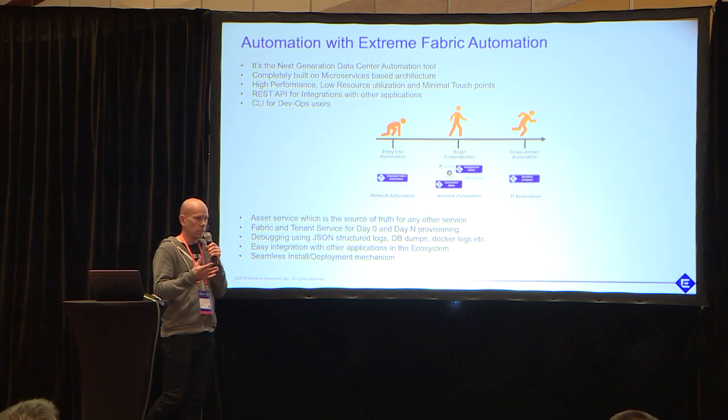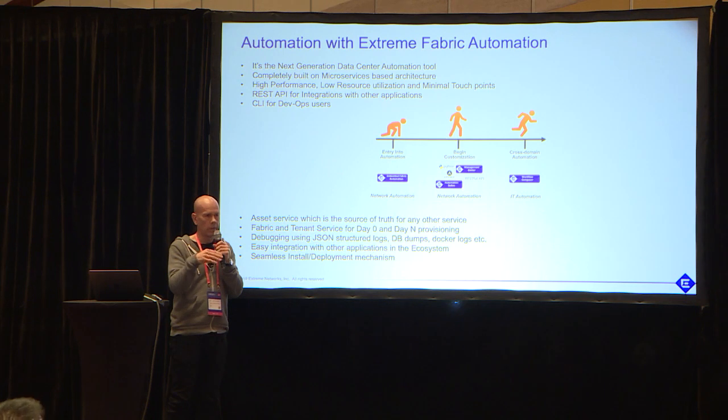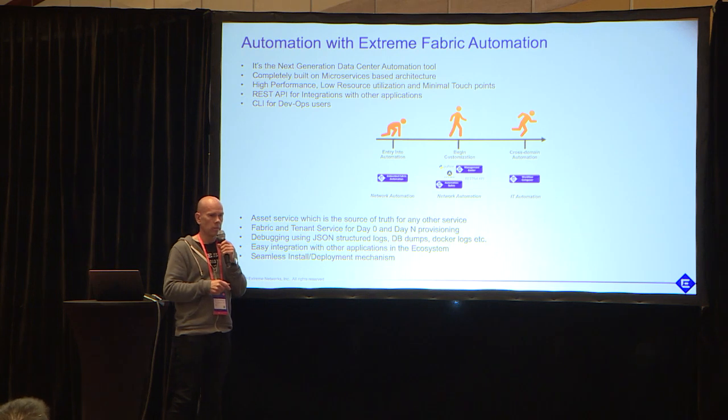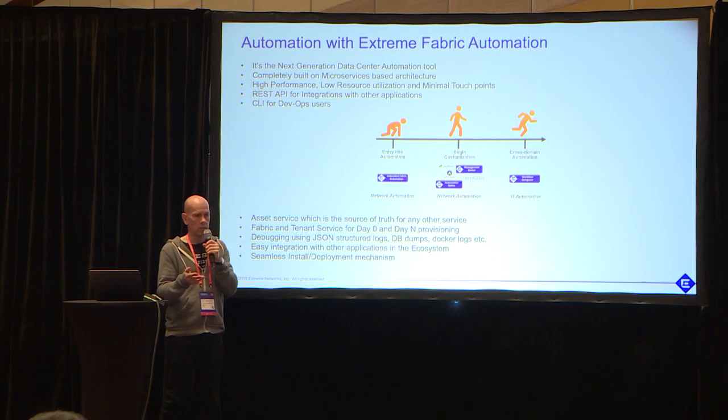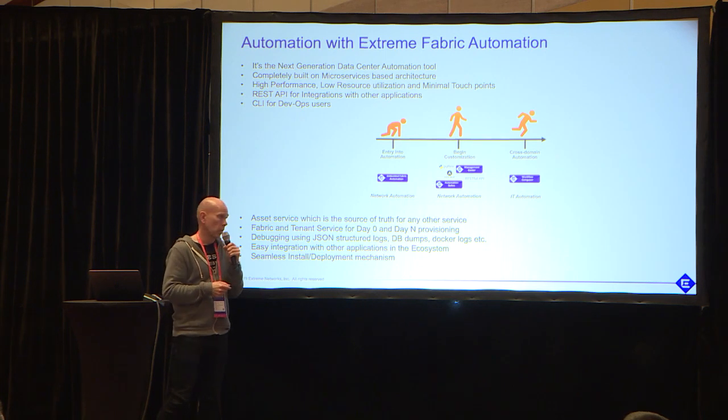Now, the fabric automation. Let me rephrase this. I'm building the foundation here for the next slides I'm coming to. The fabric automation is based on multiple things. You have the asset services, which is the source of truth for all the services you're going to provision. Then you have the fabric and tenant services, which are self-explanatory in the sense that fabric services creates the fabric, while the tenant services orchestrate the tenants into the fabric.